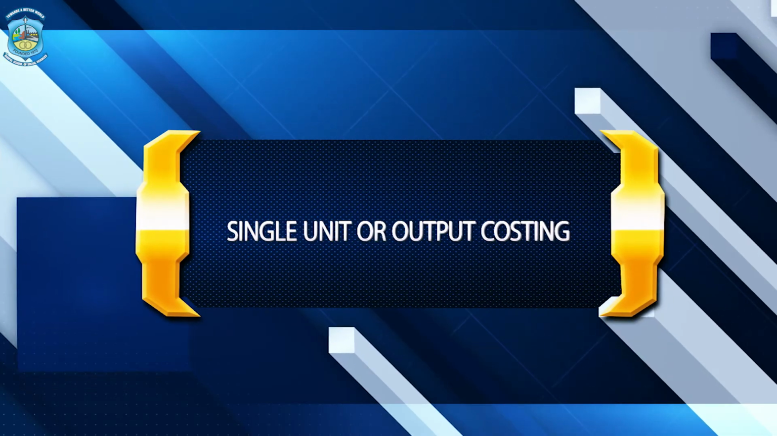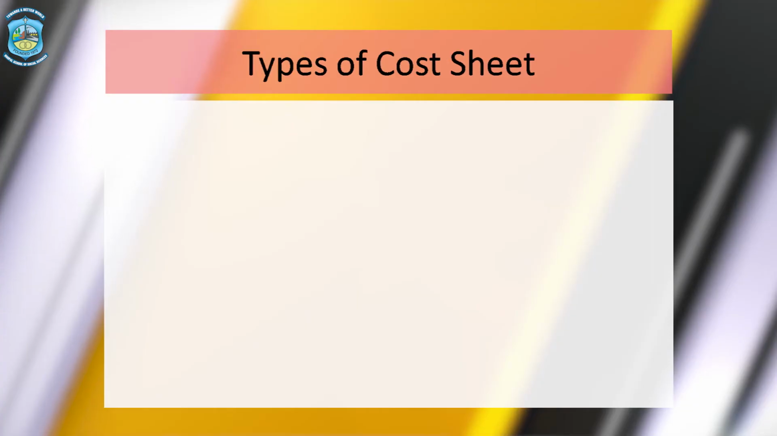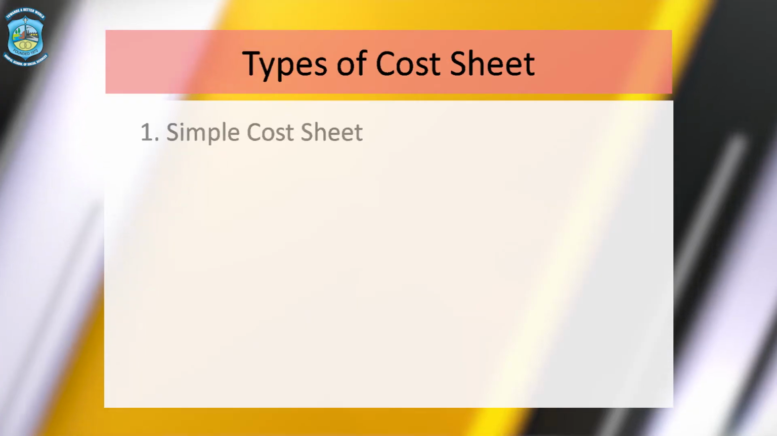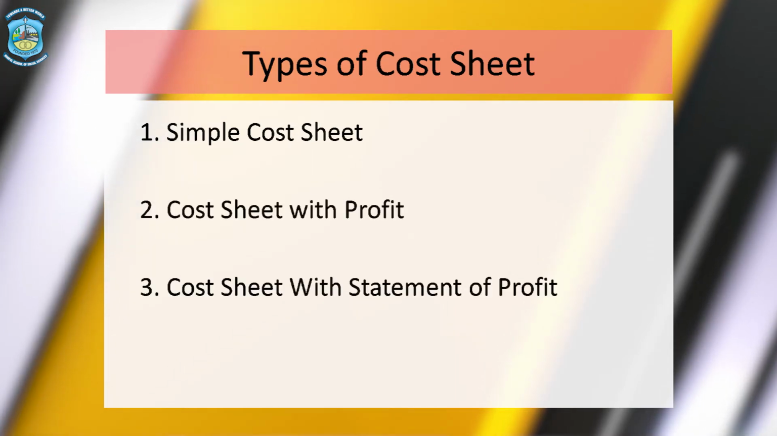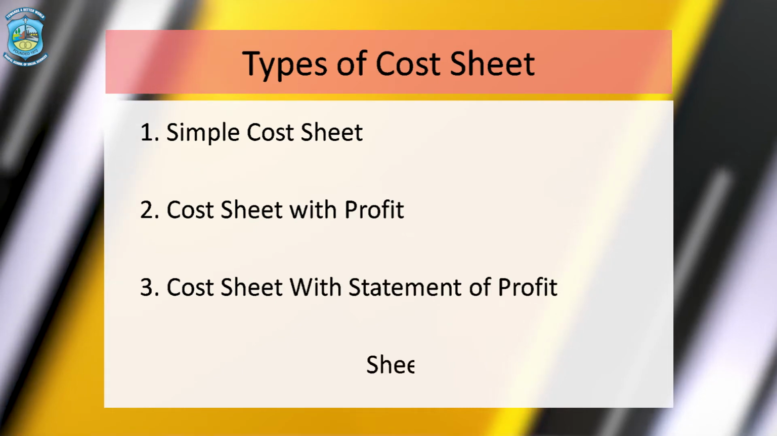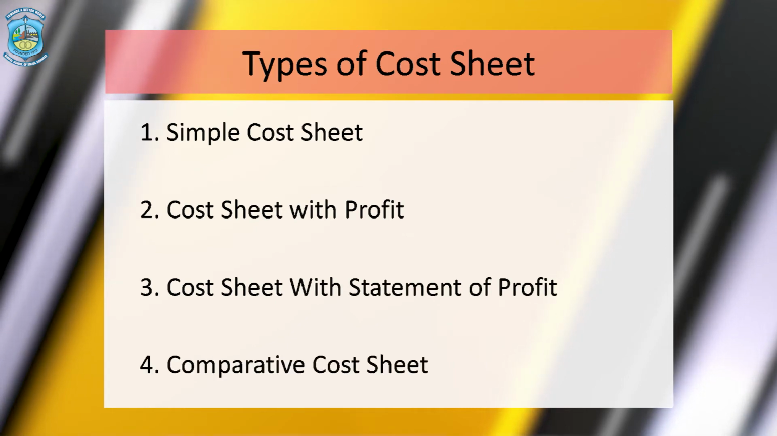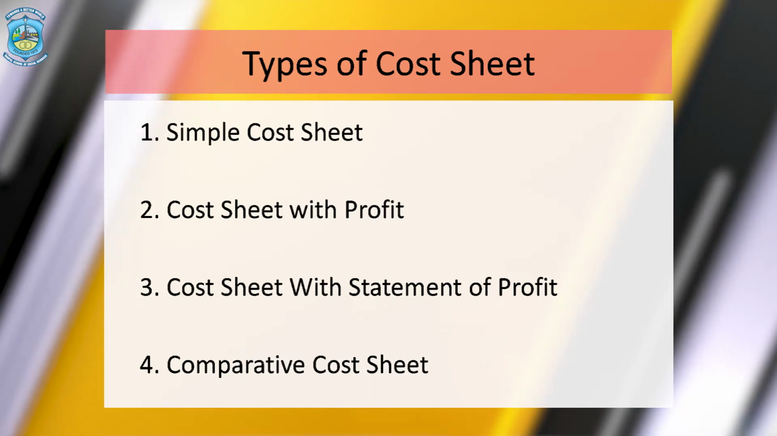Today in this session we are going to solve few practical questions from single unit and output costing system. As we all know, there are four ways of preparing a cost sheet or a statement of cost. Number one is simple cost sheet, number two is cost sheet with profit, number three is statement of cost along with a statement of profit, and the last one is comparative cost sheet. Few of the questions we already done with. Now rest of the questions today we are going to solve.